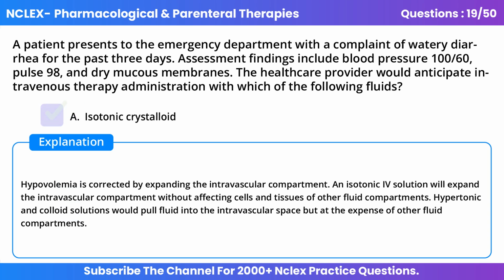Hypovolemia is corrected by expanding the intravascular compartment. An isotonic crystalloid solution will expand the intravascular compartment without affecting cells and tissues of other fluid compartments. Hypertonic and colloid solutions would pull fluid into the intravascular space but at the expense of other fluid compartments.